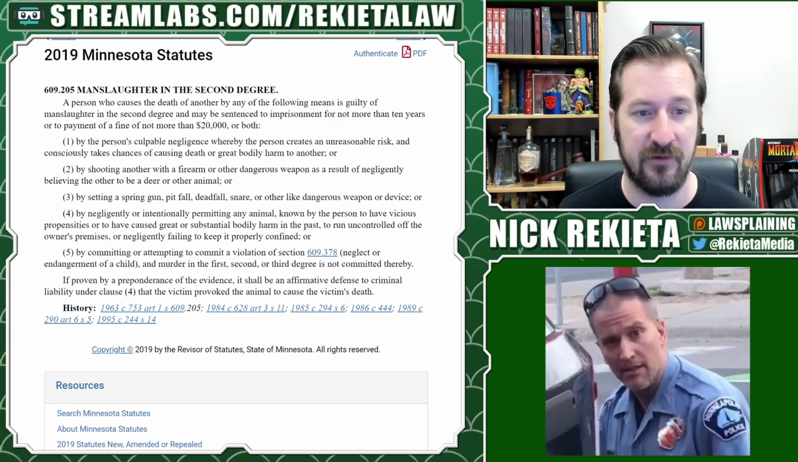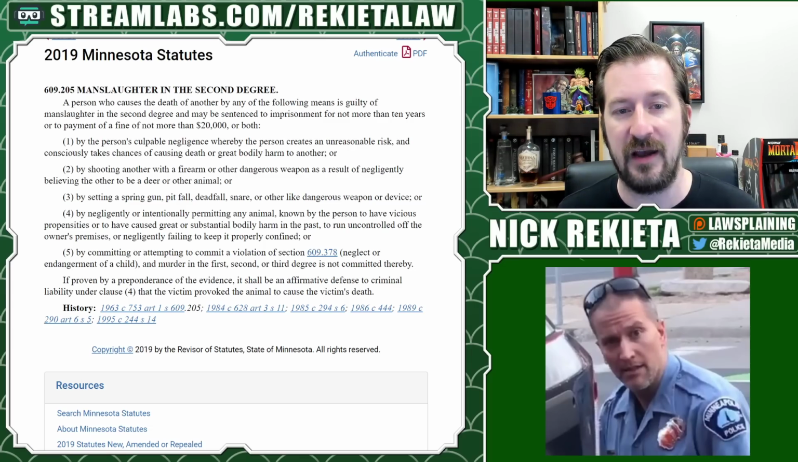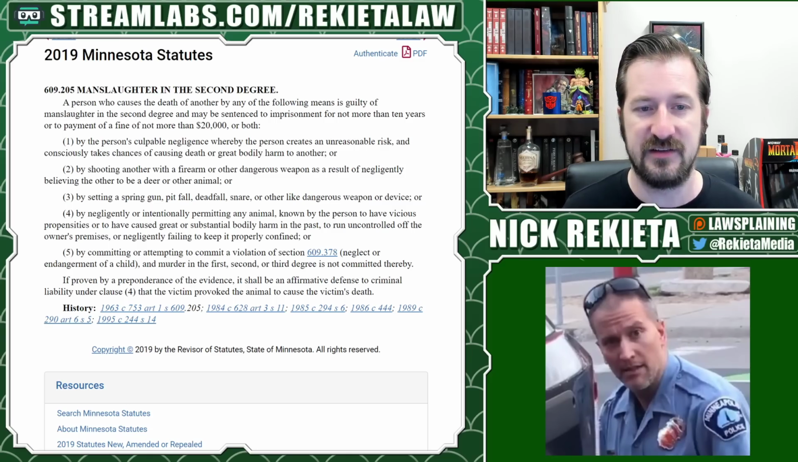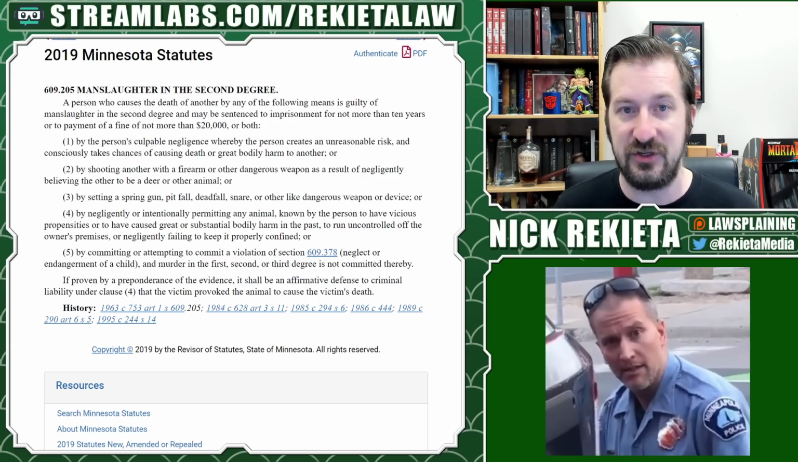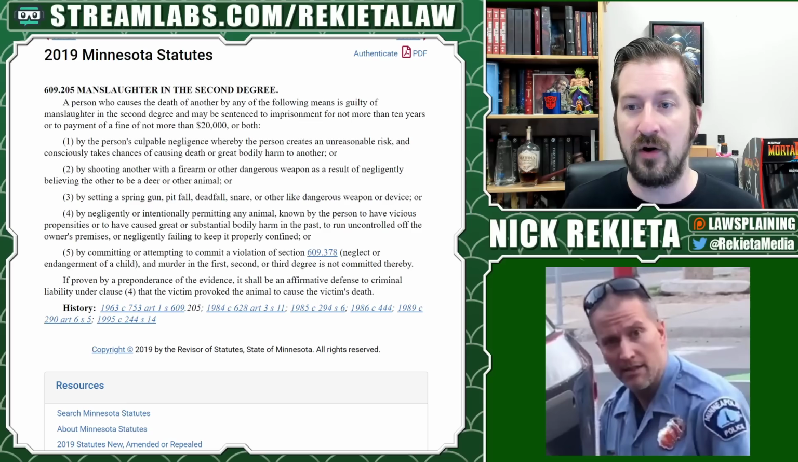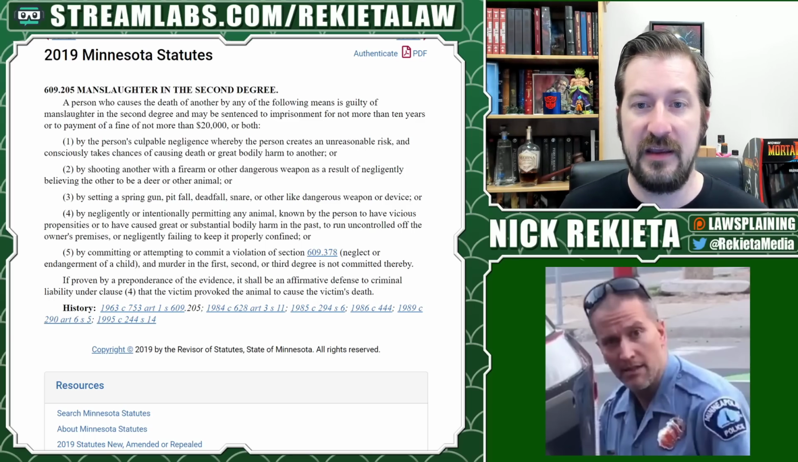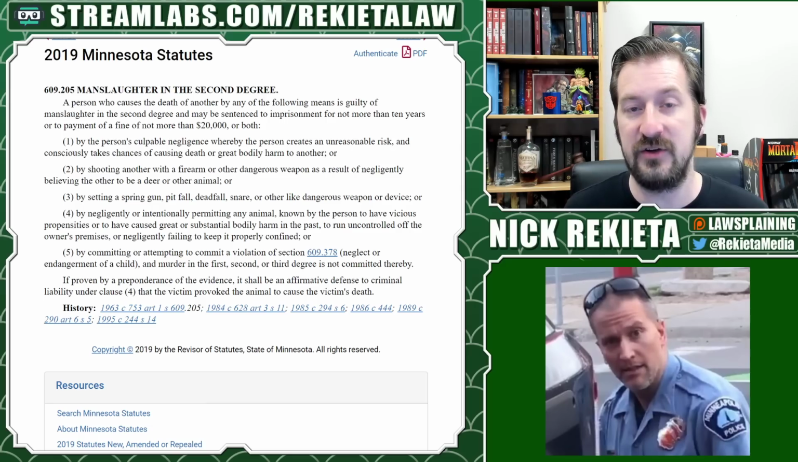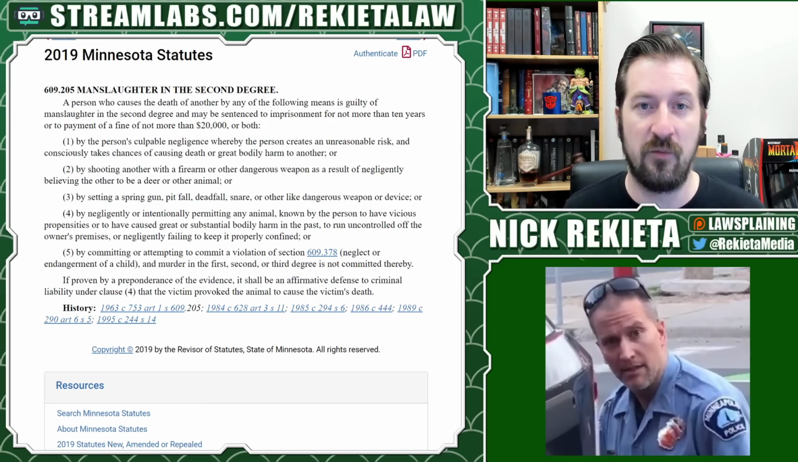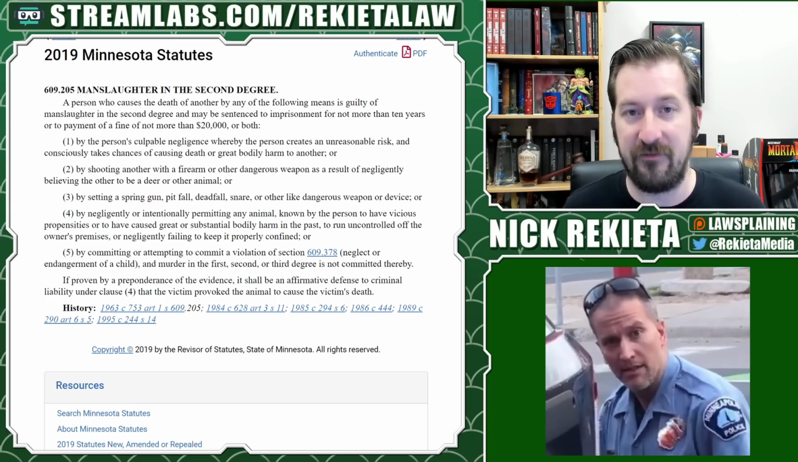And section 1 is the relevant one here. By the person's culpable negligence, whereby the person creates an unreasonable risk and consciously takes chances of causing death or great bodily harm to another. Okay, so the first one is an intentional act. That's murder in the third degree, an intentional act placing someone in danger. Okay, so the idea is that by putting the knee on the back of the neck, he is creating, knowingly and intentionally, an unreasonable risk of someone dying by having a reckless disregard for their overall safety.